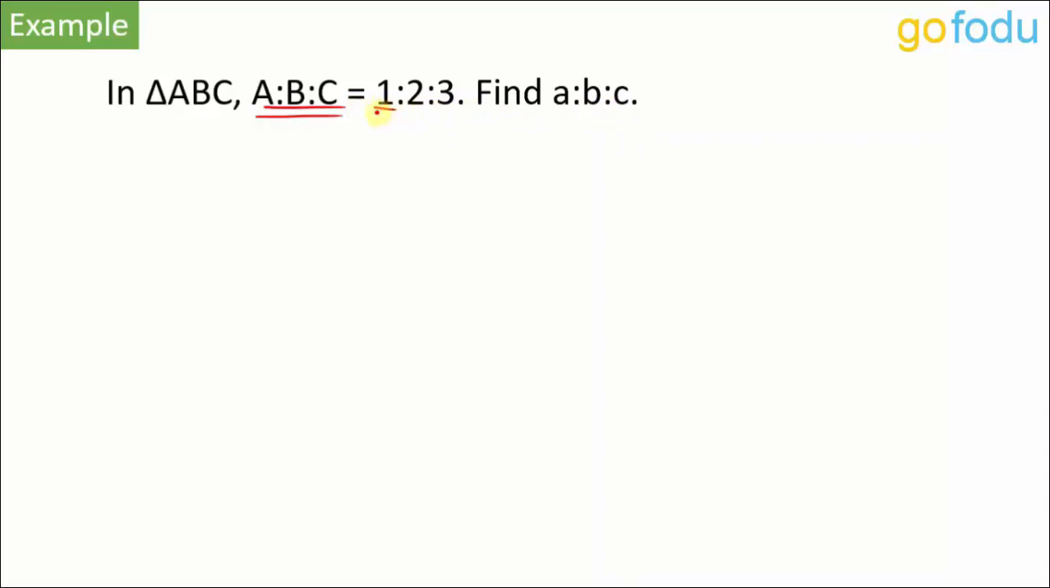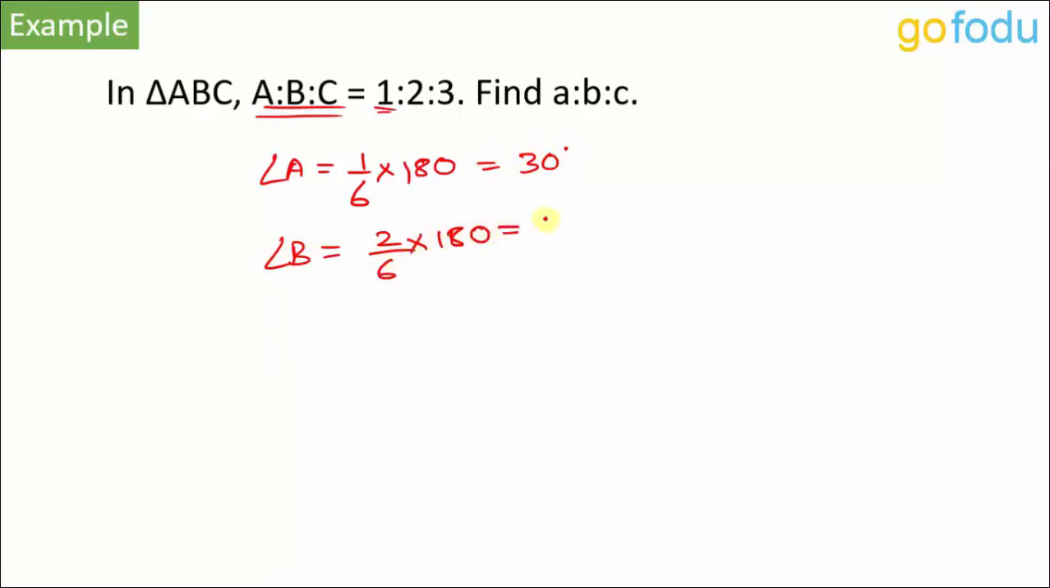Angle A is 1 out of 3 plus 2 plus 1, so 1 out of 6. So angle A is 1 by 6 into the total, that is 180 degrees. This will be 30 degrees. Angle B will be 2 out of 6 into 180, that is 60 degrees. Angle C, we can subtract 30 plus 60, 90 from 180, or we can write 3 out of 6 into 180, that is 90 degrees.